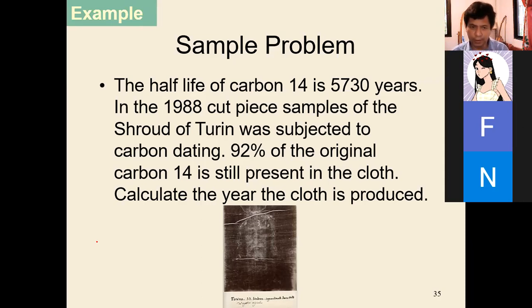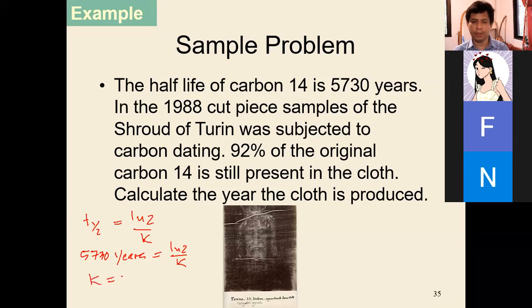Let's try to do this. Importante ito. Palagi itong lumalabas sa board. So, ang kailangan matandaang equation ay half-life is equals to ln of 2 divided by k. So, in this particular problem, we have 5,730 years equals ln of 2 divided by k. So, you can easily find the value of k. Yun yung first step.